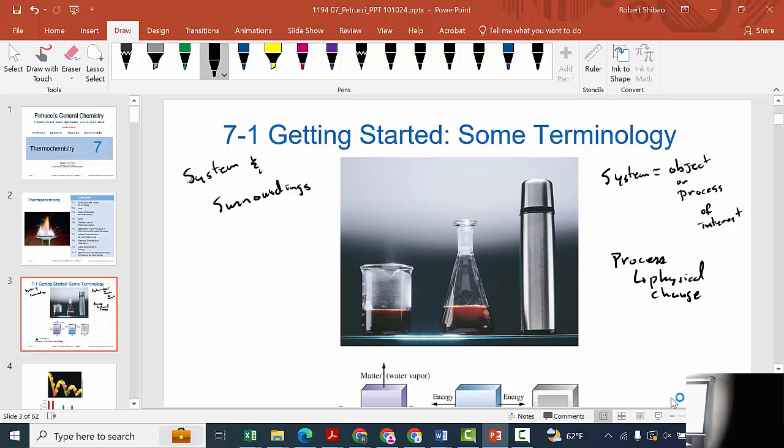Give me some examples of physical changes. Melting. In thermodynamics, melting is given a fancy name. Do you know what we call melting in thermodynamics? Melting is called fusion. Which is kind of confusing because normally when I think about fusion, I think about nuclear fusion. I think about the sun.